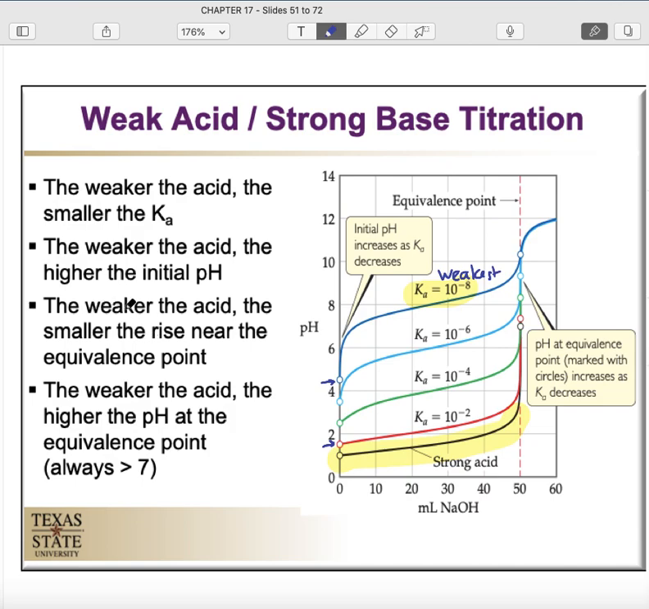The next thing, the weaker the acid, the smaller the rise near the equivalence point. Again, remember that we typically have a rise in the pH as we reach that equivalence point, but that rise, how much we actually increase, is going to be smaller for the weakest of the acids, compared to the red one, which is still a weak acid, but it still has a significant rise as we get near that equivalence point. Finally, the weaker the acid, the higher the pH at the equivalence point.